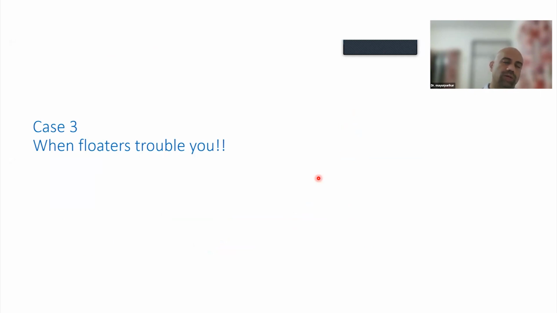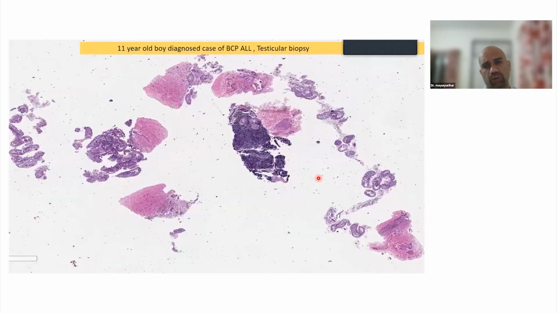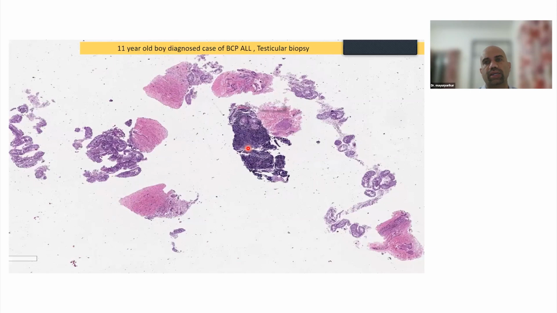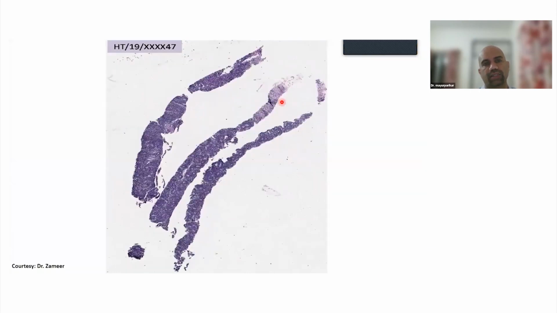Now, before I move ahead, I just want to show you another case of how cytogenetics can help you identify floaters. So this was an 11-year-old boy. Clinically, they thought he was having a testicular case of ALL. What you see here is seminiferous tubule, and you see the relapse. So this was case 46. This was case number 47, which again showed relapse.